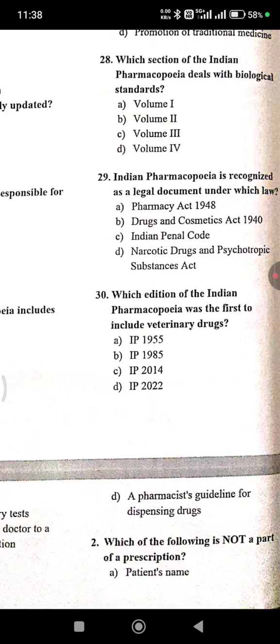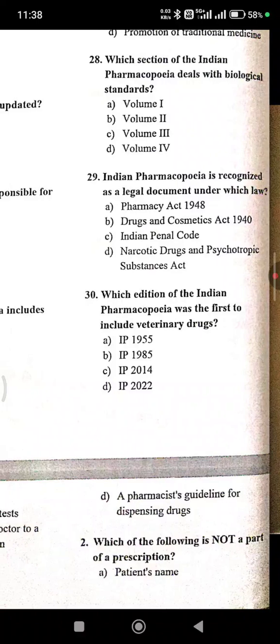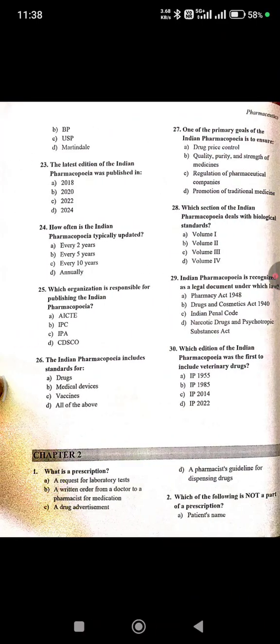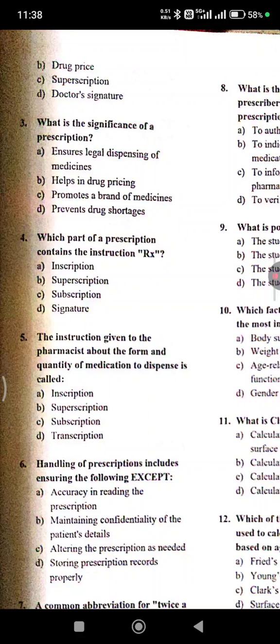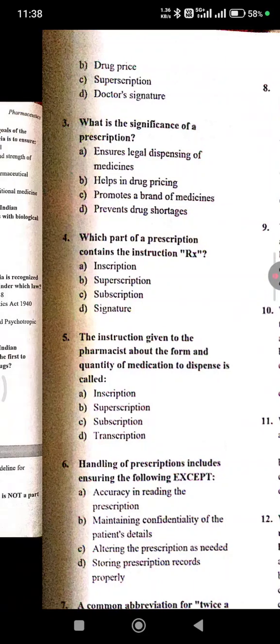Let's go to question number 2. Which of the following is not a part of a prescription? Option A, patient's name. Option B, drug price. Option C, superscription. Option D, doctor's signature. That is option number B, drug price.